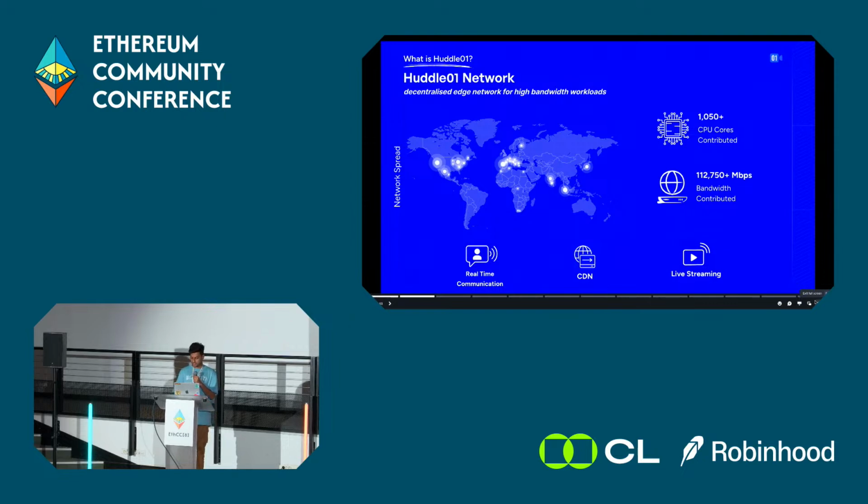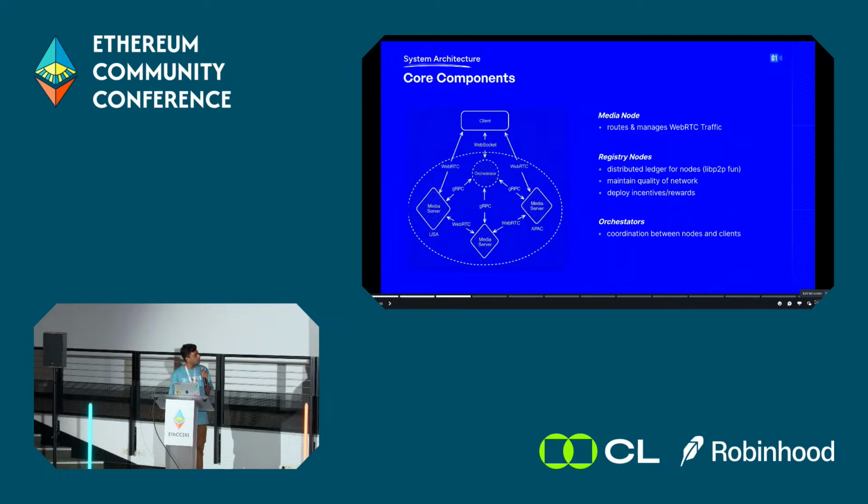That's what we do in a decentralized fashion. And hoping to brief you on how the network was designed and the decisions we made to make this work. So the core components are the media node, registry nodes, and orchestrators. Media nodes are basically worker nodes which route and manage WebRTC traffic. So these are what the clients would connect to, and media nodes take care of routing WebRTC traffic.